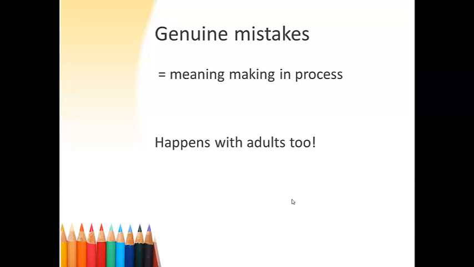So the meaning that one child gets from what they hear could be very different from the meaning that another child gets, because we all compare it with our previous learning, our previous experiences, and then we make our own construct about what that new information actually means. And it's not just children that happens with. It happens with adults too.